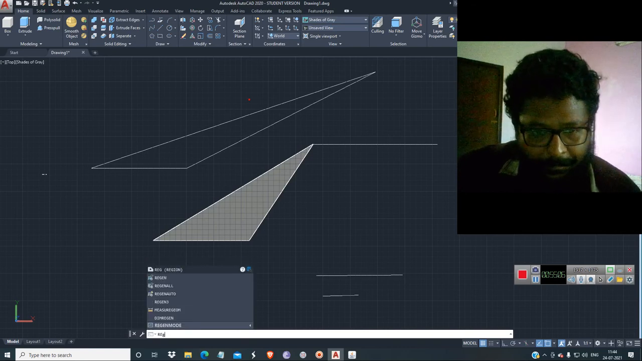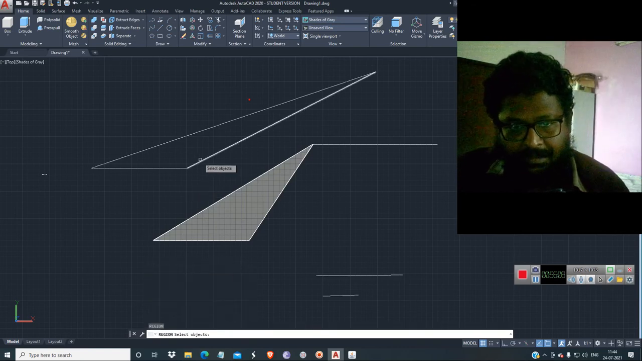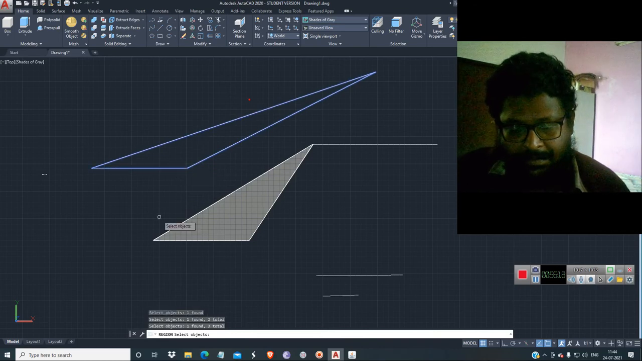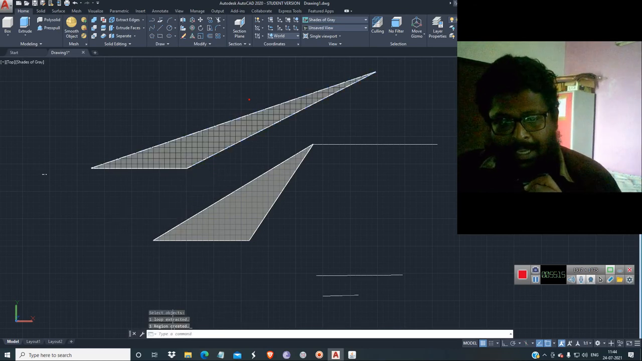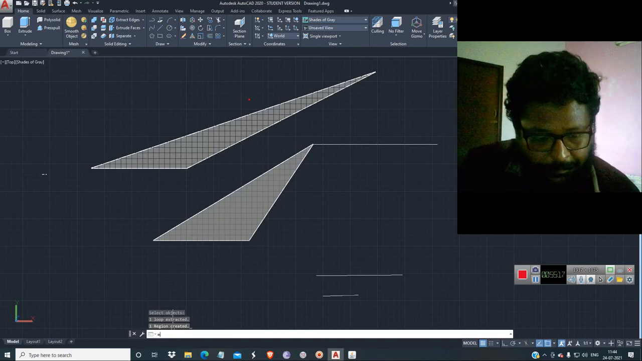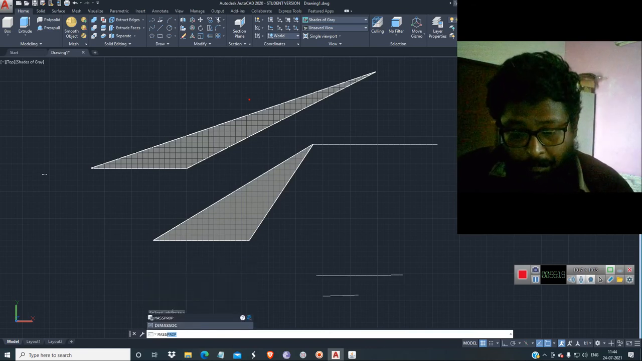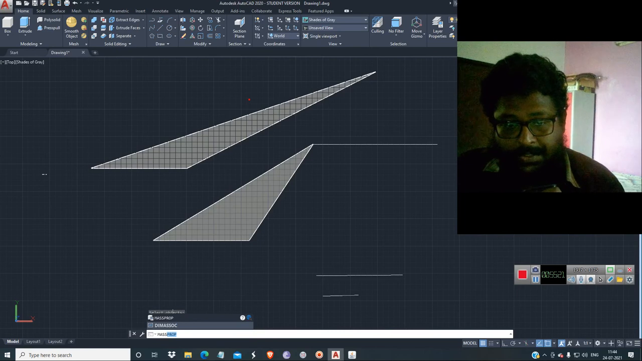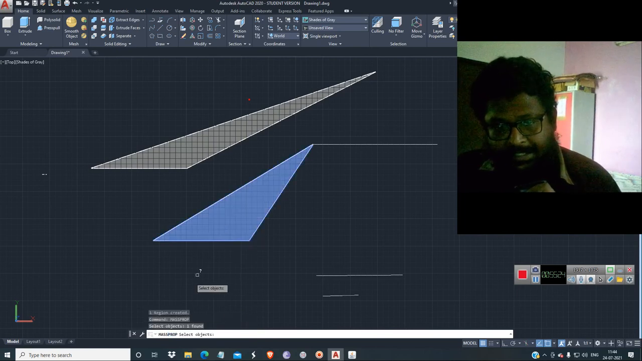REG, so you have this region and you just hit this and you have this. Now you see that mass prop. I am not fooling you. I am not using any gimmicks over here. Okay. So you just hit this.